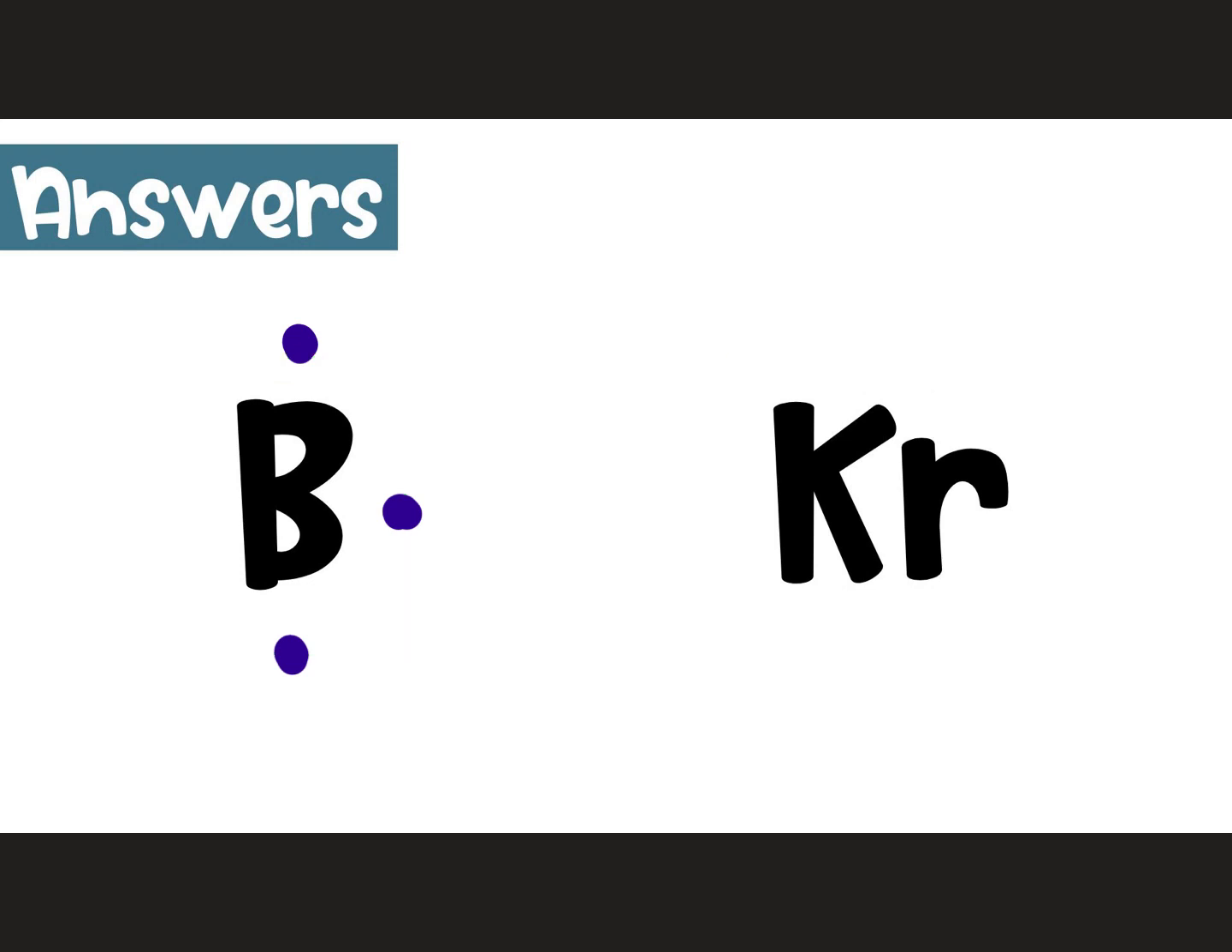Kr is for krypton. It is part of group 18, so it will need 8 valence electrons. We're going to draw our box, and we are going to add 1 dot to each side until we do all 4. Now we need to start doubling up. 1, 2, 3, 4 more, and now krypton has 8 valence electrons. Let's remove our box, and we are done.